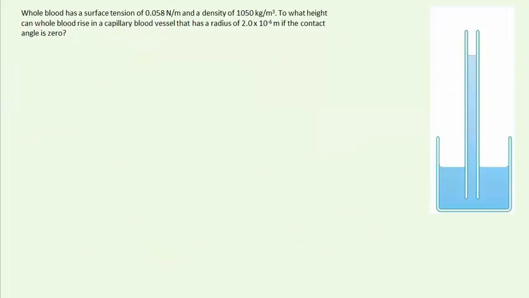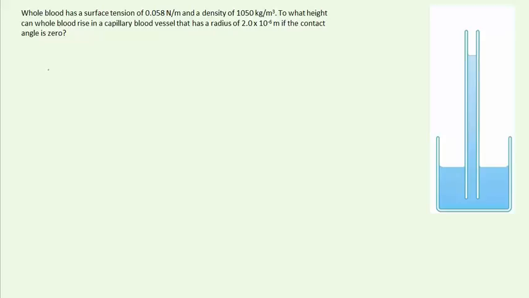In our second example, we see we have whole blood that has a surface tension of 0.058 newtons per meter and a density of 1050 kilograms per meter cubed. And we're asked to what height can the blood rise in a capillary blood vessel that has a radius of 2 times 10 to the negative 6 meters if the contact angle is 0.